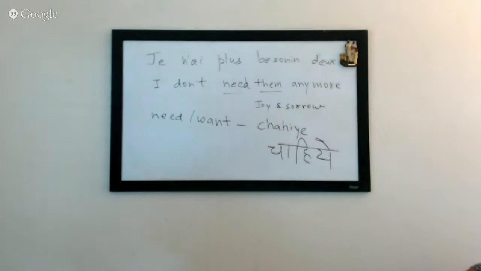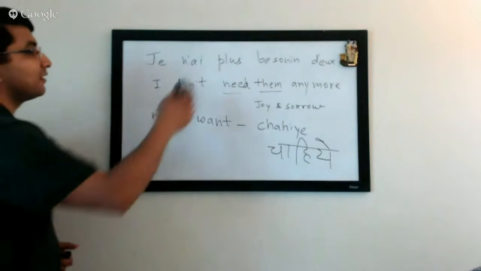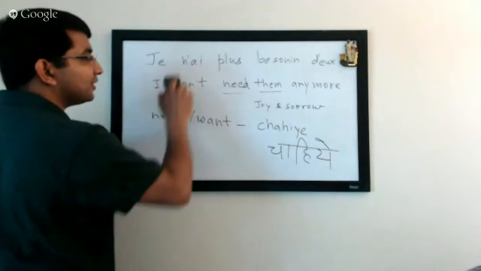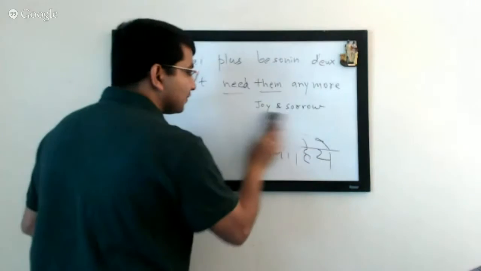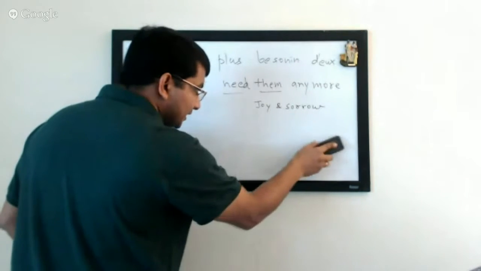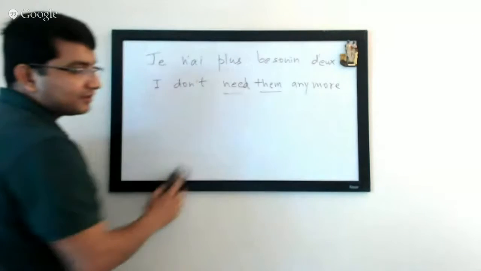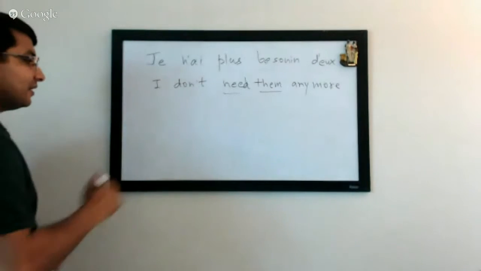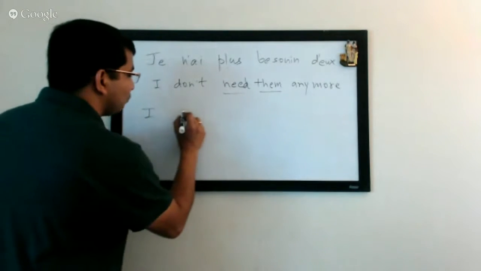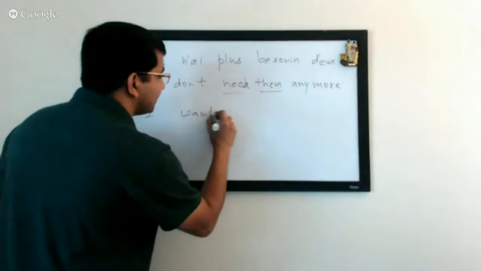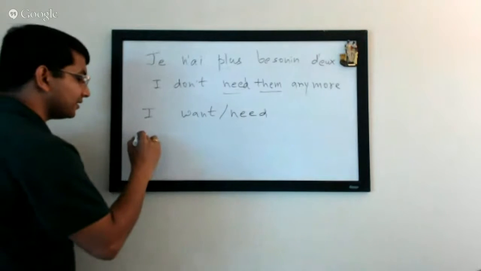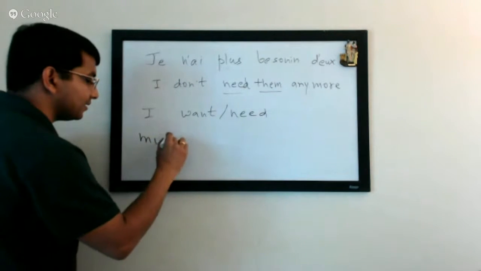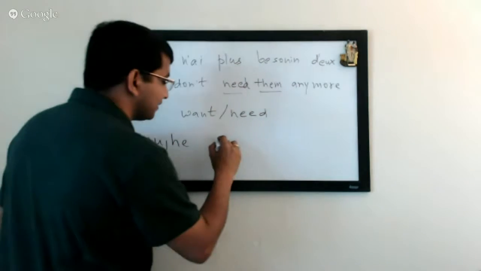Right. So before we figure out the meaning of this particular line in Hindi, what is the simplest unit in Hindi, Jennifer? So I want or I need. I need or I want, right? So you say I want or I need, and you'll say it as मुझे चाहिए, right?